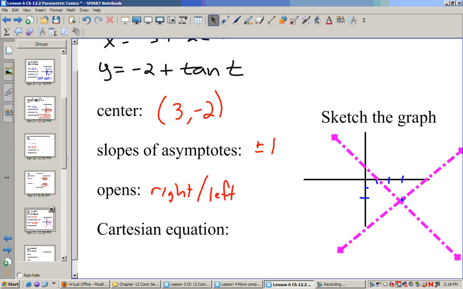And so now we know it's going to open to the right and to the left, so we're going to go 1 to the right, 1 to the left, and now we can draw our hyperbola.